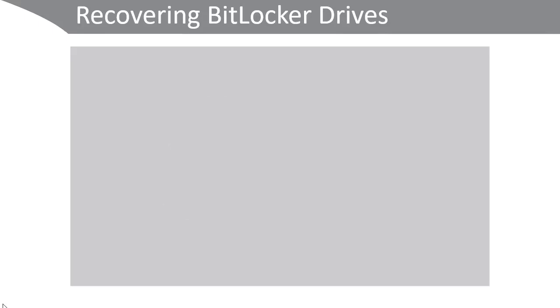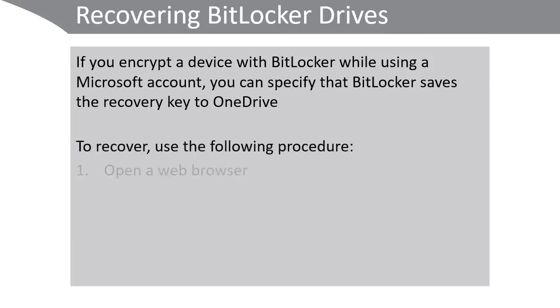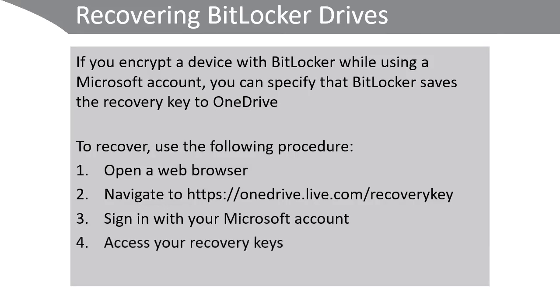If a user can't remember the password that they need to access a BitLocker encrypted drive, then you'll need to recover the drive. When you encrypt a device with BitLocker using a Microsoft account, you can specify that BitLocker will save the recovery key to OneDrive. To recover, use the following procedure. Open a web browser, navigate to the onedrive.live.com/recoverykey folder, sign in using the user's Microsoft account, and then access the recovery keys.